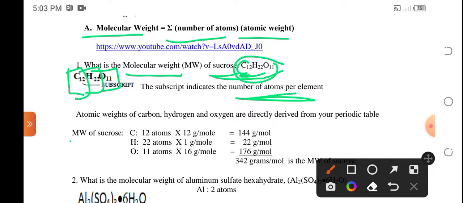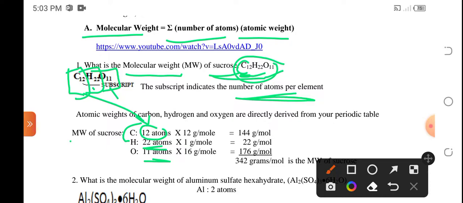So, carbon will have 12 atoms. Hydrogen, there are 22 atoms. And oxygen, there are 11 atoms. Okay. Now, what are we going to do here?